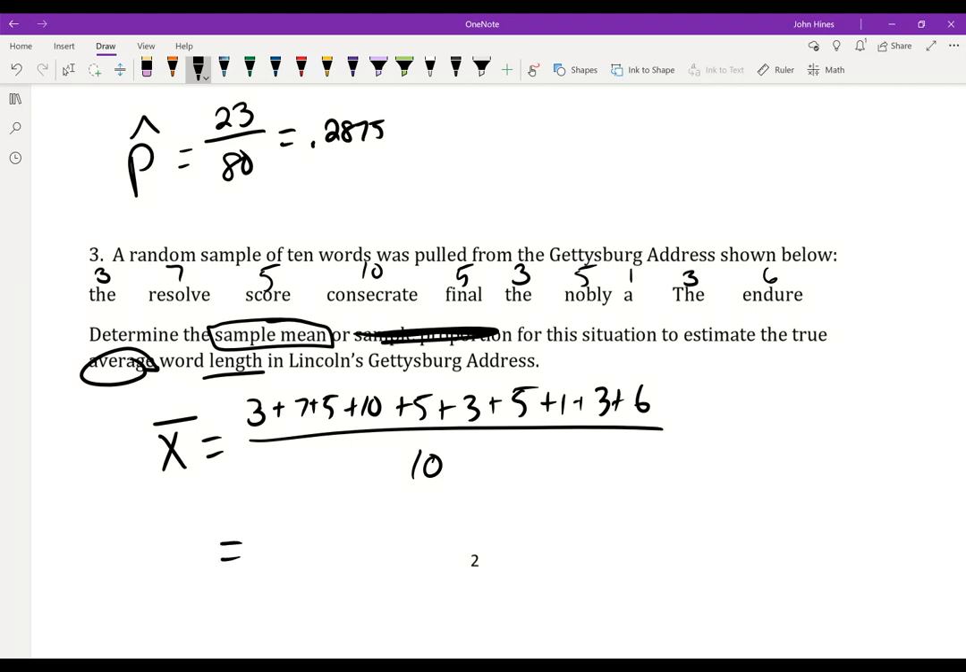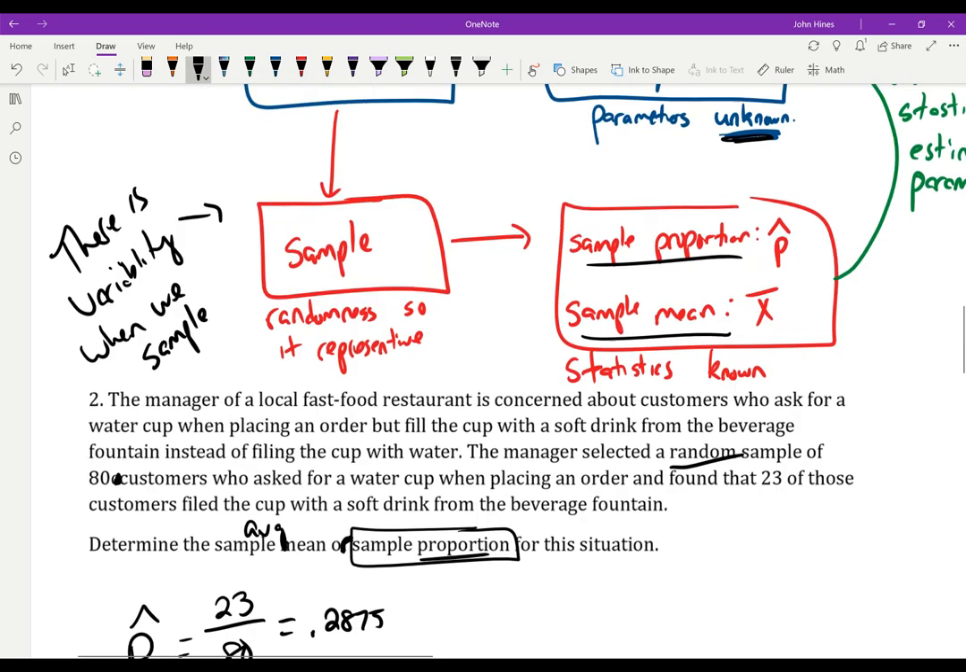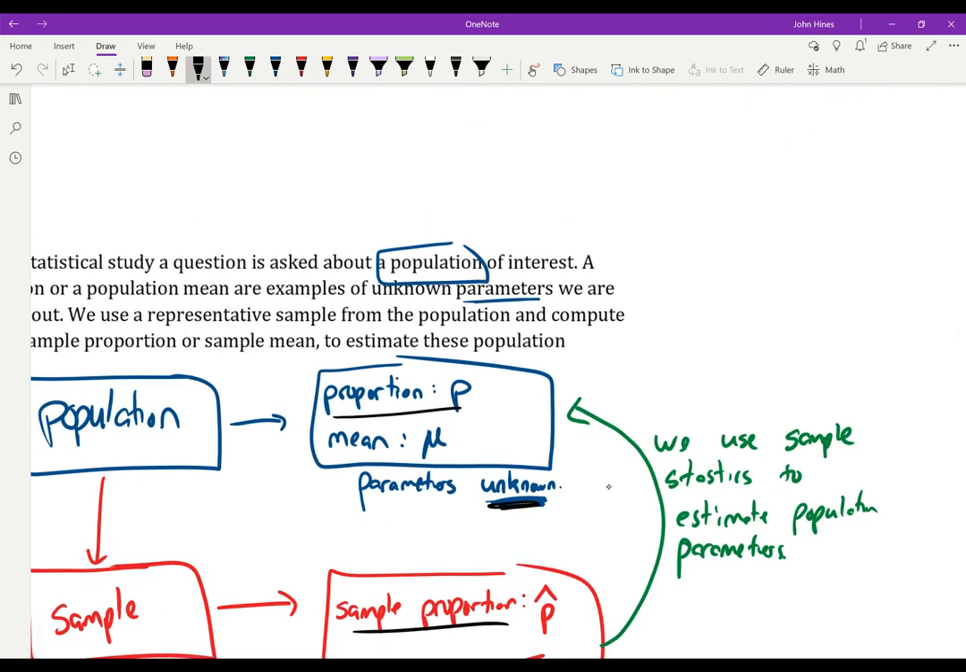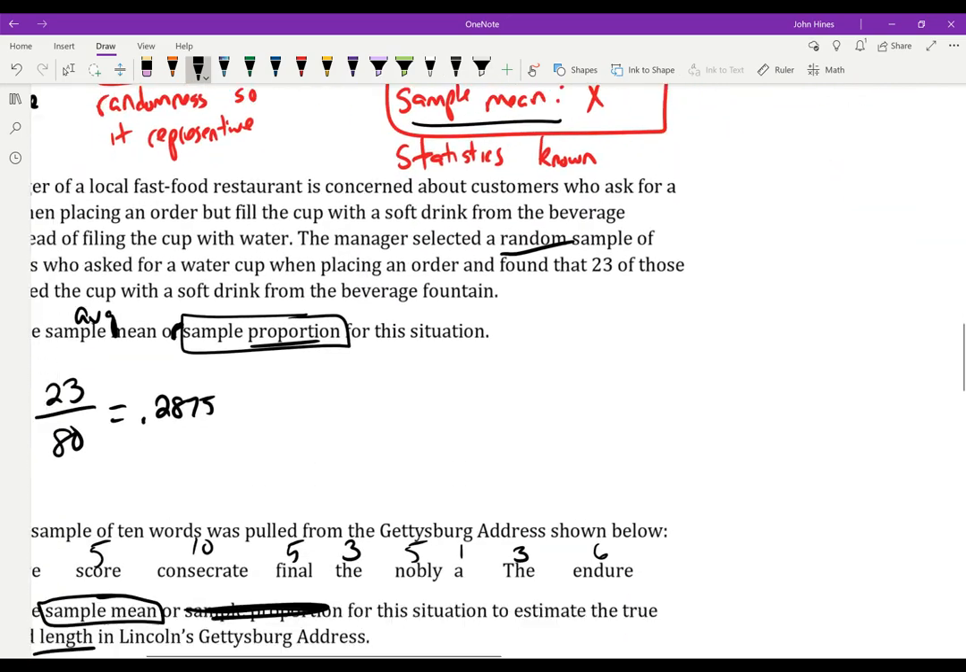So I got 48 out of 10, which is 4.8. So the average word length of my sample, my sample mean, is 4.8. That's my sample statistic that I'm going to use to estimate that true unknown population parameter mu.